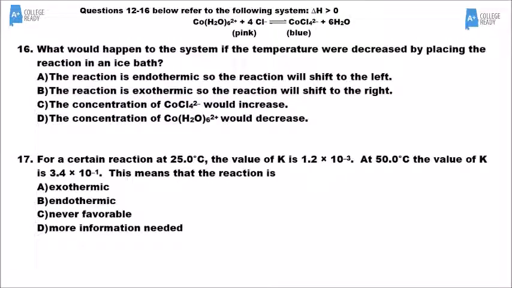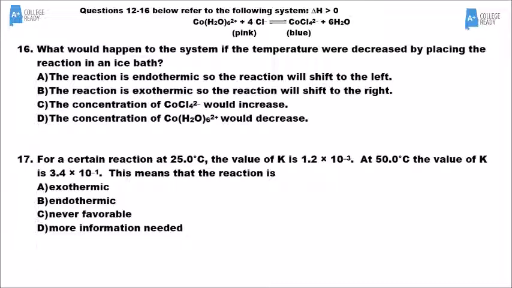Number 17 is all about the effect of temperature on the value for K. This reinforces the idea that temperature actually has an effect on the equilibrium constant. So when you get warmer, when you go from 25 degrees to 50 degrees, notice that the value of K actually gets larger. You go from 10 to the negative third to 10 to the negative 1. Since K is getting larger, that means when you heated something up, you produced more products. The larger the value of K, the more that products are favored.